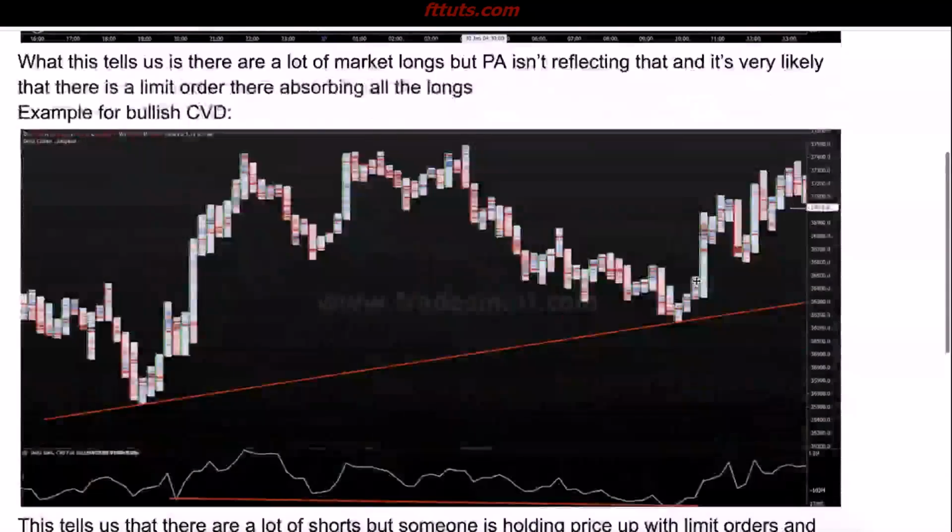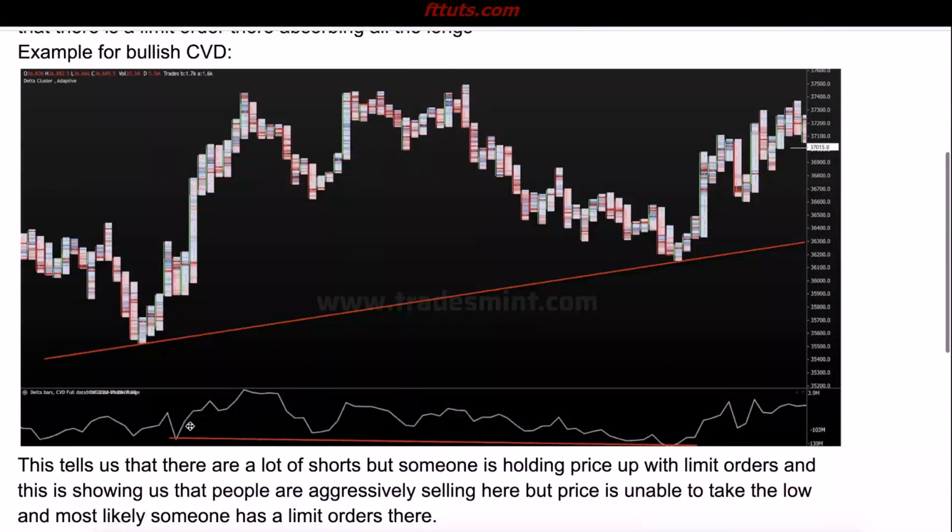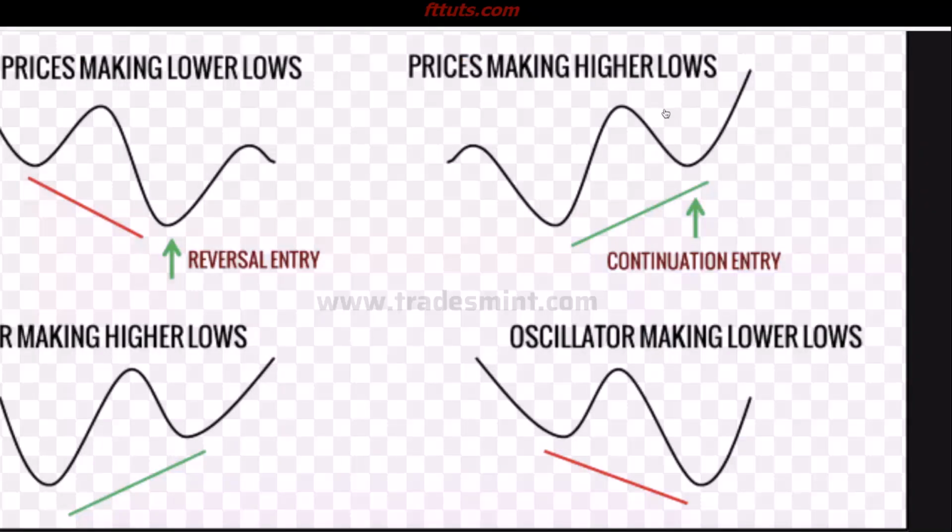And here's an example of bullish CVD. We can see here CVD is getting lower over time, and yet the price is now making higher lows. Again, this is very similar to a hidden divergence, right? Price is making a higher low, the oscillator is making a lower low.